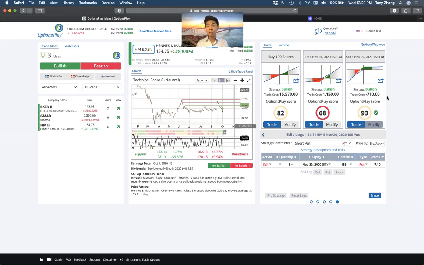155 for 710 crowns, and let's say a month later this put option is only trading at 300 crowns. What I would do is buy back the put for 300 crowns, and I would make the difference between the 700 crowns that I sold and the 300 crowns that I had to pay later to buy it back. I would make the 410 crown difference between the two prices. I hope that answered your question, Simon.